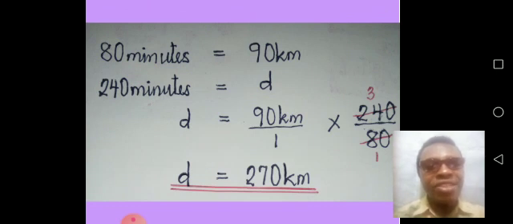So D is equal to 90 kilometers over 1 times, take the reciprocal, 240 over 80. 80 into 80 is 1. 80 into 240 is 3. So 3 times 90 kilometers will give you the answer D, which is equal to 270 kilometers. Take note again, if you drive a car for 80 minutes, it will go a distance of 90 kilometers. But if you go for more minutes, that's 240 minutes, you get 270 kilometers.